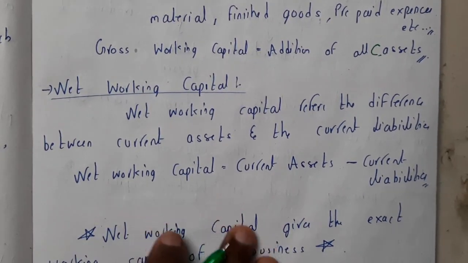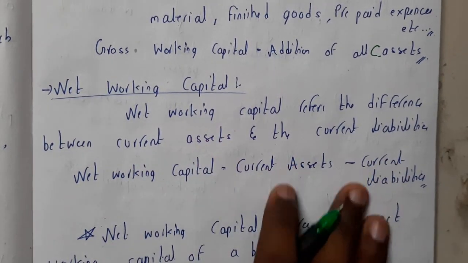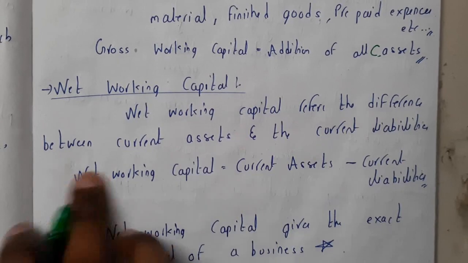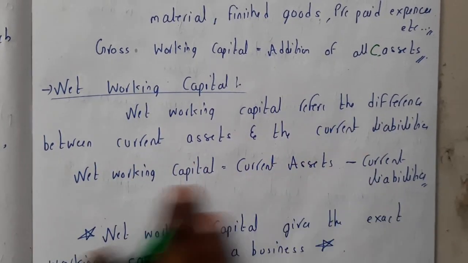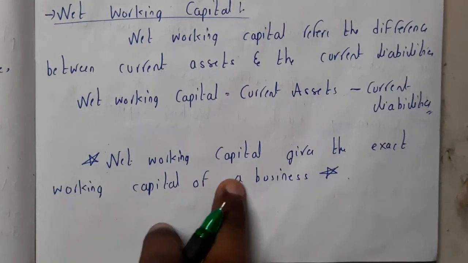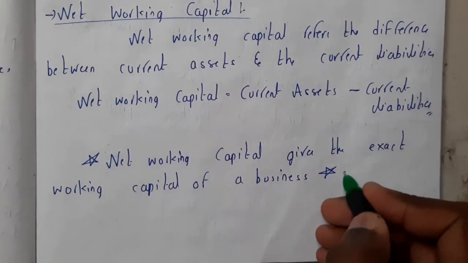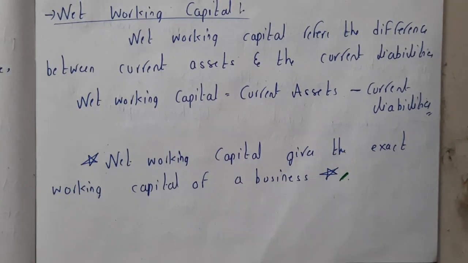Net working capital. I told you net working capital is nothing but our previous definition: current asset minus current liability. So net working capital refers to the difference between the current asset and current liability. Net working capital is equal to current asset minus current liability. So net working capital gives the exact working capital of the business. By using this method, you will be getting the exact working capital of the business, guys.